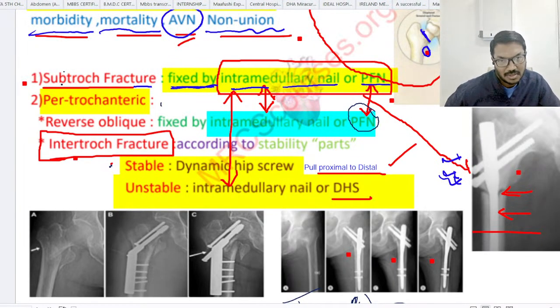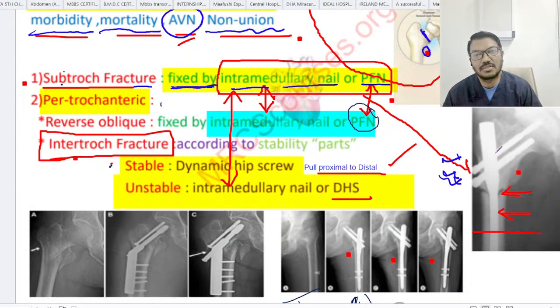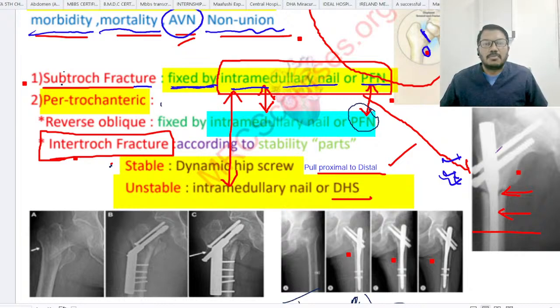You don't need to go deep into this. Just remember that a subtrochanteric fracture is treated by a proximal femoral nail or intramedullary nail, PFN.